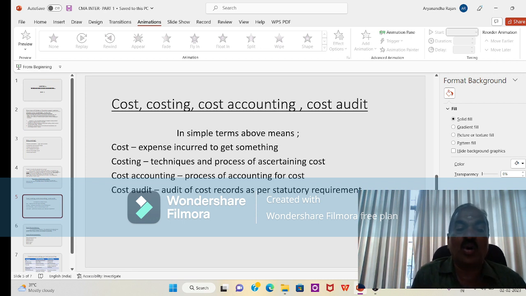Costing. Costing is the technique and process of ascertaining cost. It's only the process of ascertaining cost. Cost accounting means the process of accounting for cost. Cost audit is also another term, which is a statutory requirement specified for certain types of manufacturing industries.